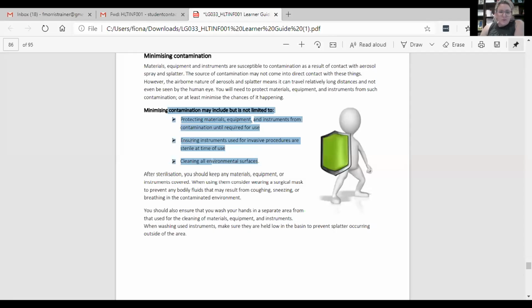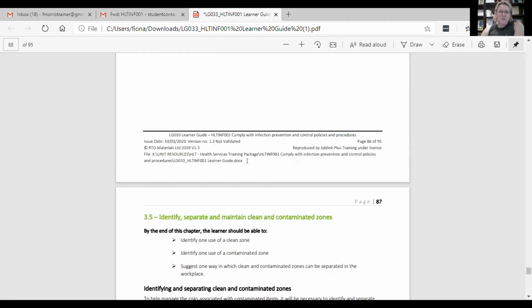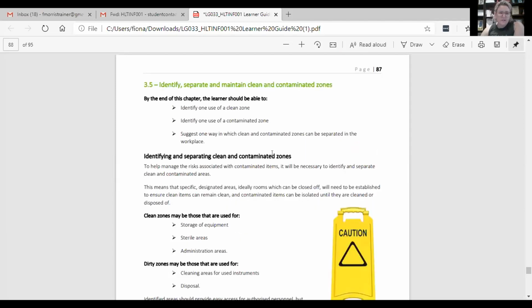All right. So just back to question 3D. There it is. That's the answer there. 3E, identify one use of a clean zone. I love this concept. Clean zones and dirty zones. I wish I had them in my house where I could be like, don't put that there. That's a clean zone. But it doesn't work like that.